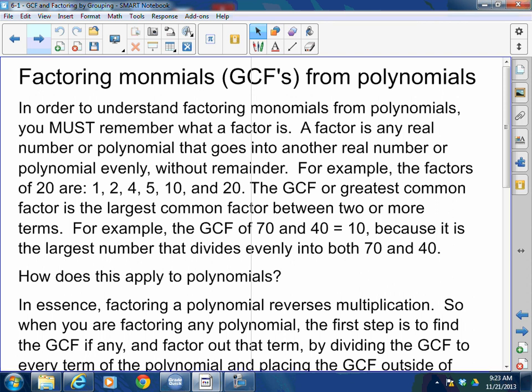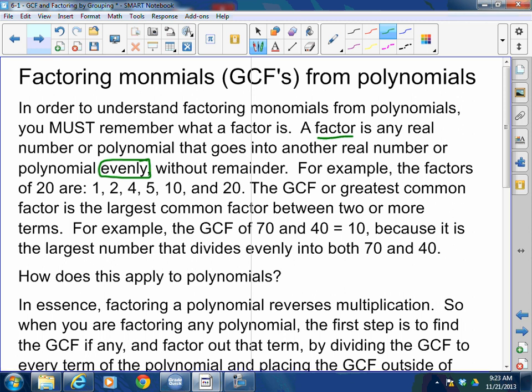In order to understand factoring monomials from polynomials, you must remember what a factor is. A factor is any real number or polynomial that goes into another real number or polynomial evenly without remainder. For example, the factors of 20 are 1, 2, 4, 5, 10, and 20. All of those numbers divide into 20 evenly without a remainder. That's what a factor is. The factors are basically the numbers that you multiplied together to get the answer you're looking for.